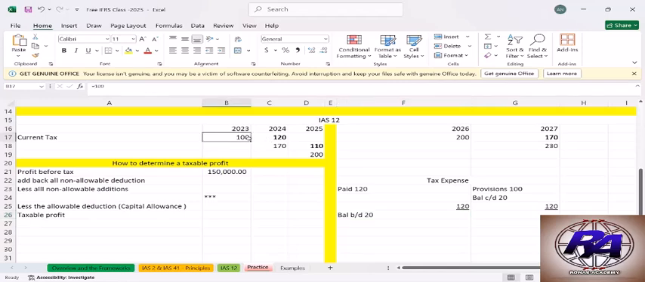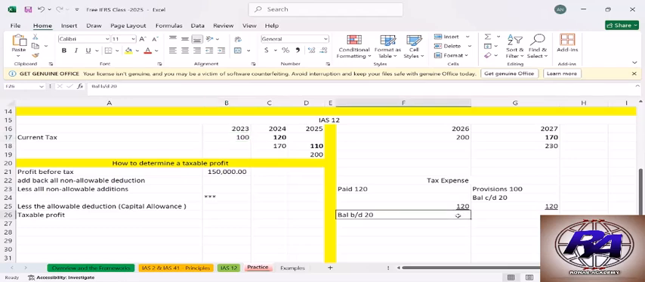Now, from what we have seen here, what is this? This is an under provision of current tax, because what we provided for is 100, and what we paid is 120. And look at where it is. It's at the debit side.